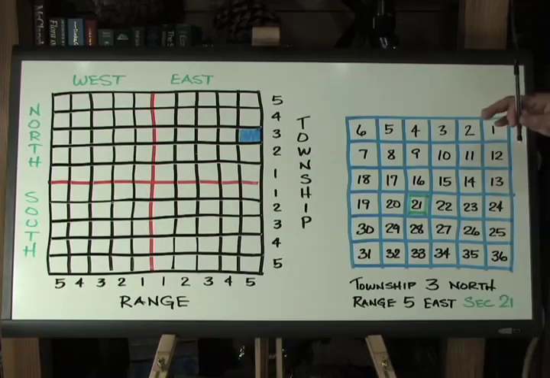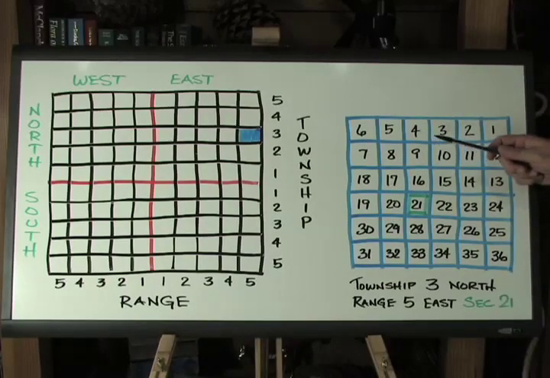Now, within each of these township and range units, which are typically just called a township, there are 36 one square mile sections numbered like this. So the description for the location of this section is Township 3 North, Range 5 East, Section 21.